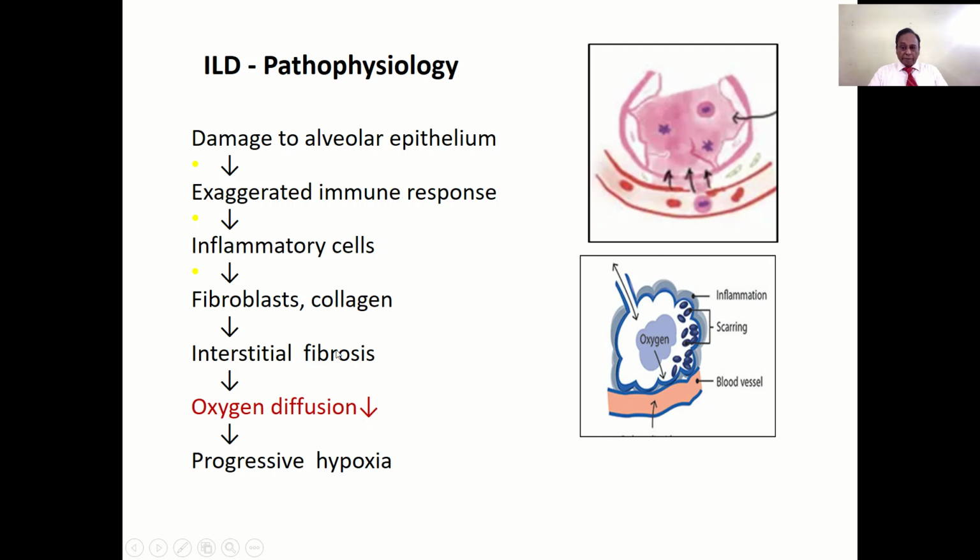But unfortunately, in interstitial fibrosis, it becomes very thick. Instead of a normal healing fibrosis, it becomes a very big scarring. This scar formation in the interstitium impedes the normal exchange of oxygen and carbon dioxide. Actually, carbon dioxide has 20 times more diffusion capacity than oxygen. That is the reason why carbon dioxide is not affected in most of the ILDs; it is oxygen exchange. Oxygen perfusion becomes defective, and the child will go on to progressive hypoxia and other symptoms.